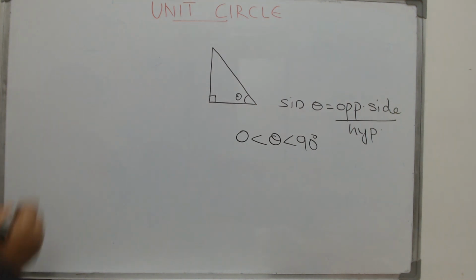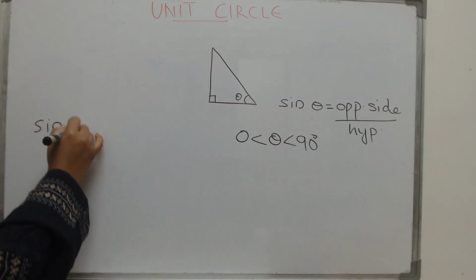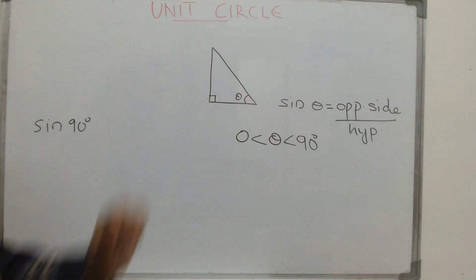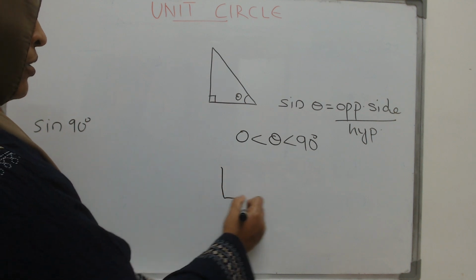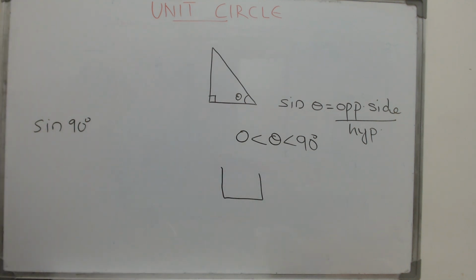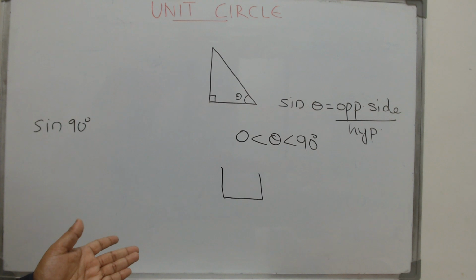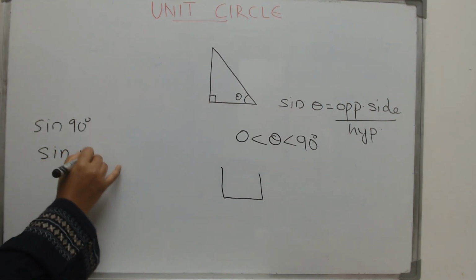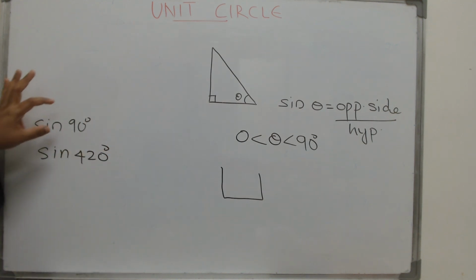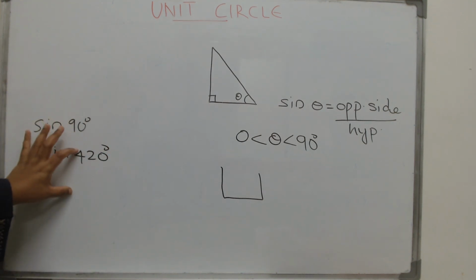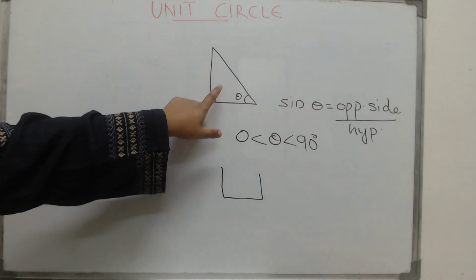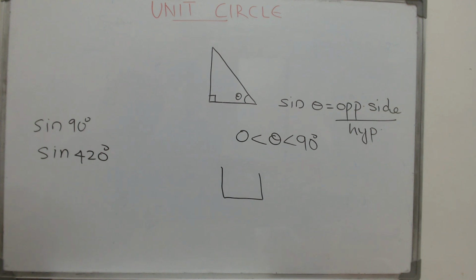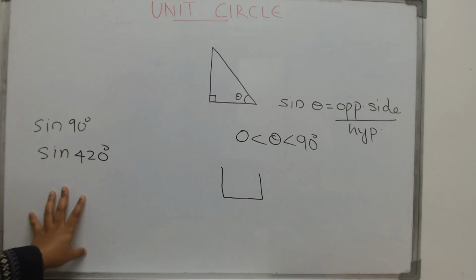What if I have to find out sine 90 degrees? How do I do that? This theta, if it takes the value 90, then your whole figure is going to look like this. There is going to be no hypotenuse. Or how do I find the value of sine 420 degrees? It is impossible to envision such angles to be a part of a right angle triangle because the sum of the angles of a triangle has to be 180 degrees.